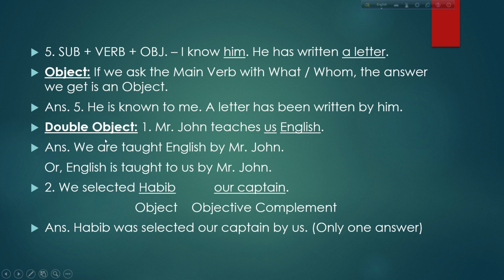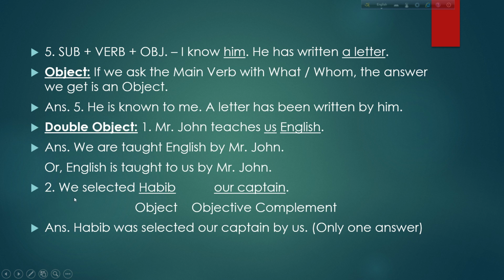Sometimes double objects can come. That is, Mr. John teaches us English. Mr. John teaches whom? Us. Mr. John teaches what? English. So here there are double objects. Us is one object, English is another. So you can change the voice by changing any object into the subject. That is, we are taught English by Mr. John, or English is taught to us by Mr. John.